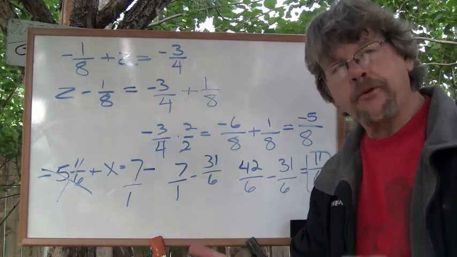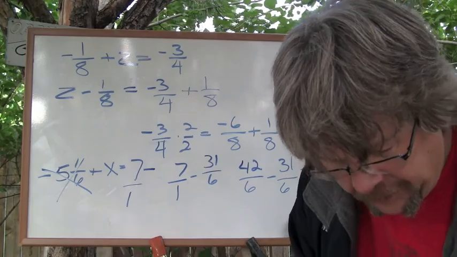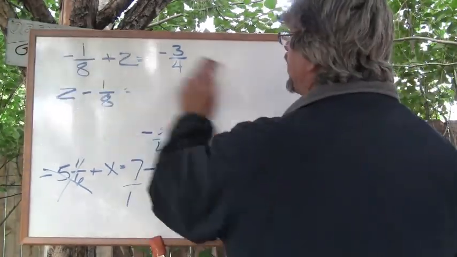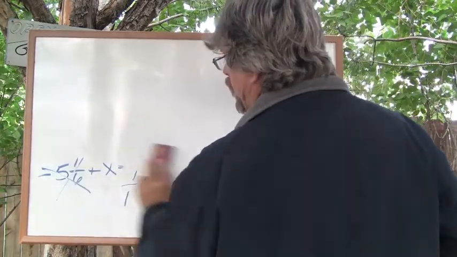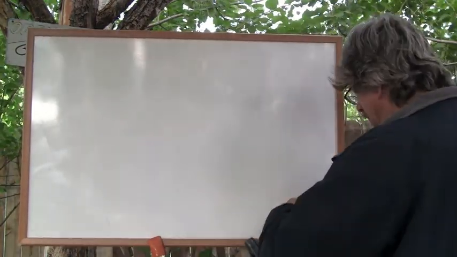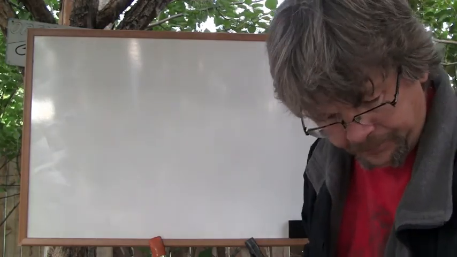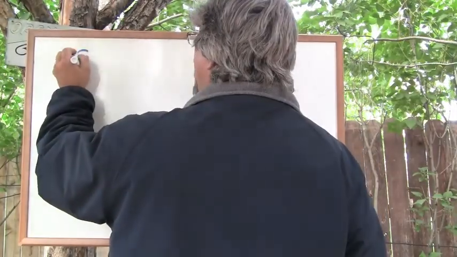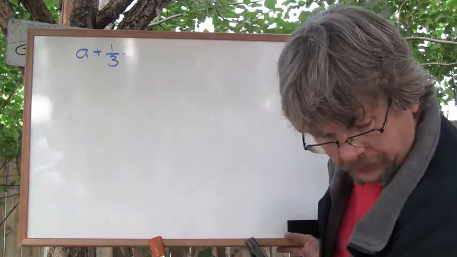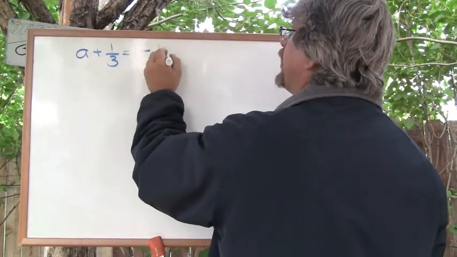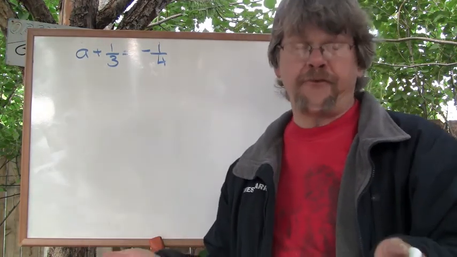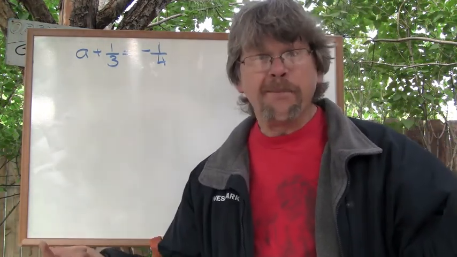When you know the operations, when you understand how the operations work, they are so easy to solve any equation, whether it's fractions, negative numbers, big numbers, small numbers, it doesn't matter. A plus 1/3 equals negative 1/4. By now, this is becoming, quite frankly, simple schmimple.